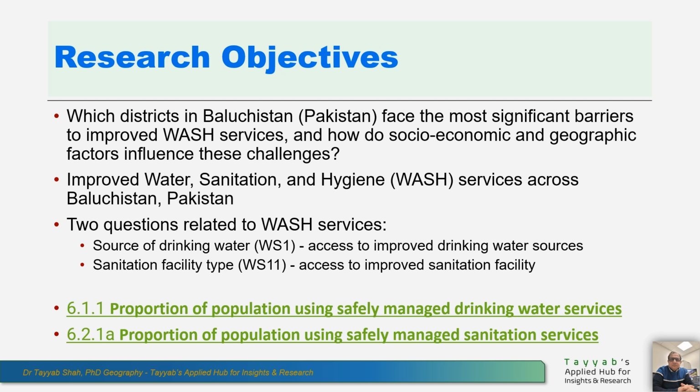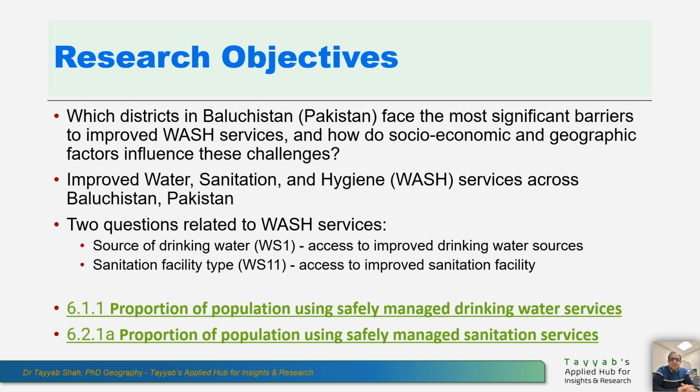So WASH is basically water, sanitation, and hygiene services, and they are based on the two SDG indicators 6.1.1 and 6.2.1a. According to these two SDG indicators, which belong to goal number 6, I'm going to combine these two indicators to make my research question, my dependent variable, in other words. The two variables are source of drinking water, WS1, and sanitation facilities types, which is WS11.